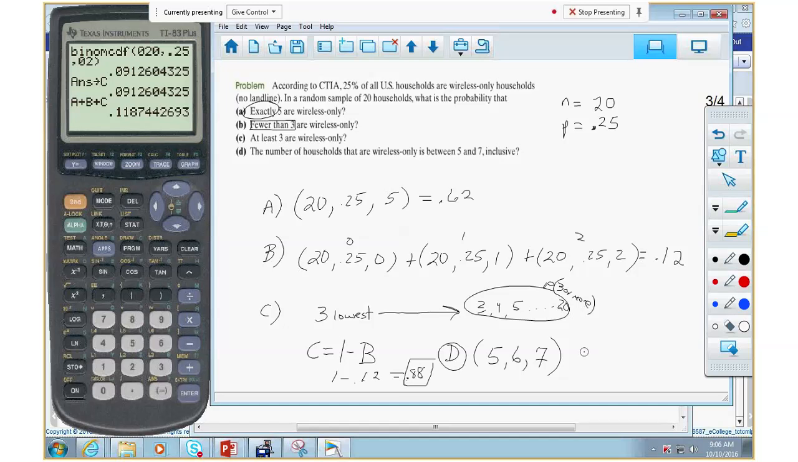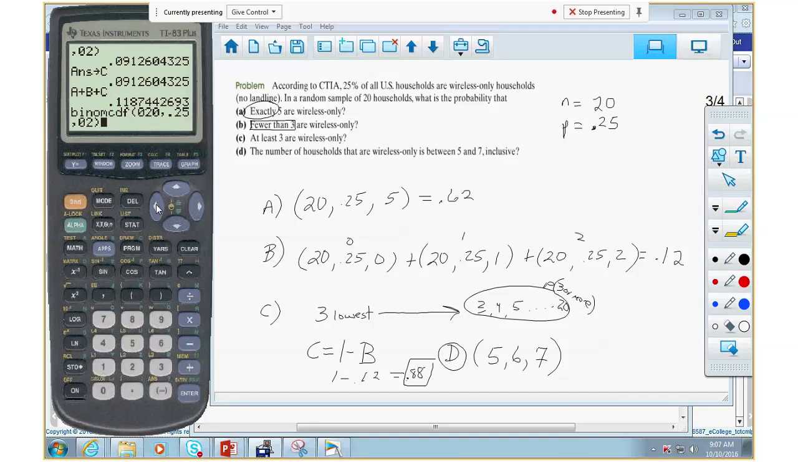And then D is 5, 6, and 7. So second entry, second entry, second entry, 5, store, alpha A. Oops, I messed up. Store, alpha A, and then second entry. You used to be able to, no, can't do it anymore.